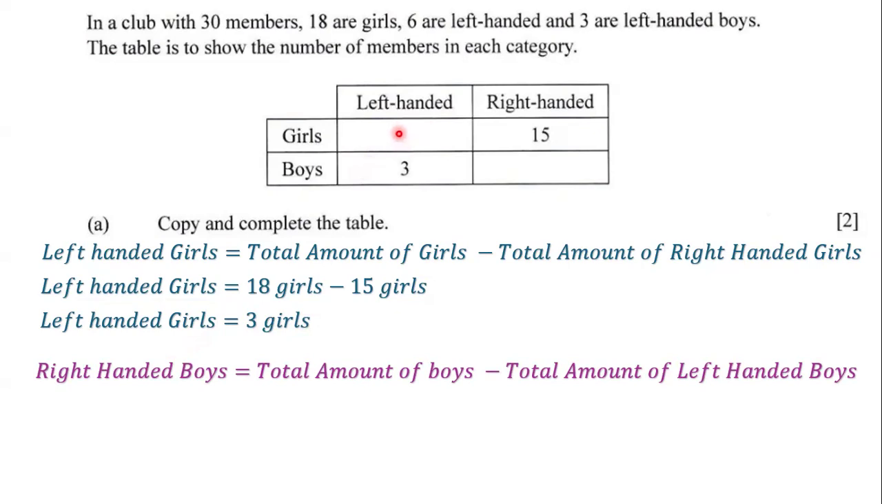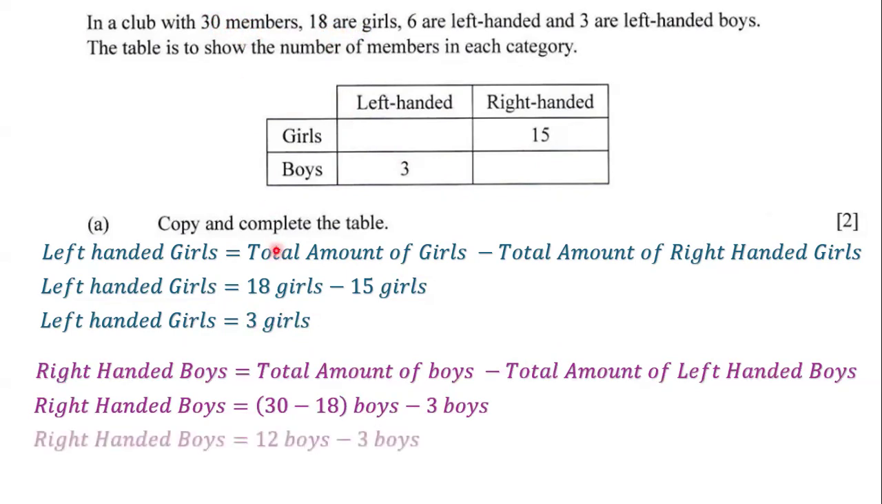Now we need to figure out how many boys are right-handed. So you're going to take the total amount of boys and subtract the total amount of left-handed boys. Now what's the total amount of boys? If there are 18 girls, and we know that there are 30 members, that means that the total amount of boys is going to be 30 minus 18, and 30 minus 18 is 12. So there are 12 boys, all right? So the total amount of boys is 12 boys.